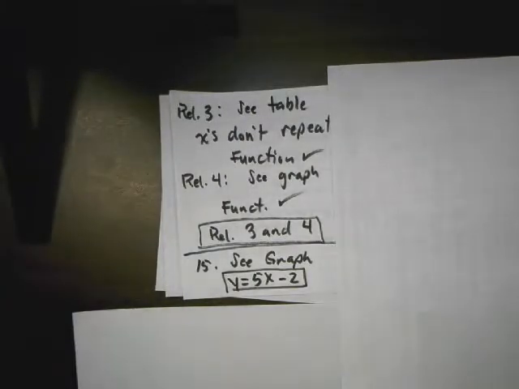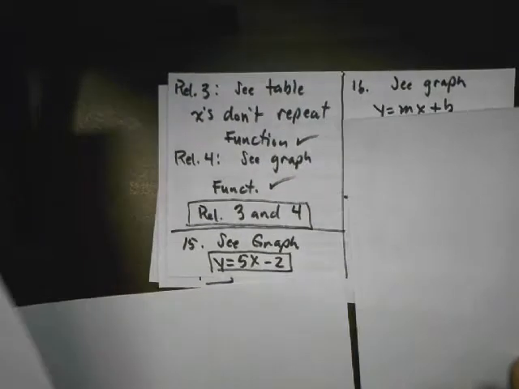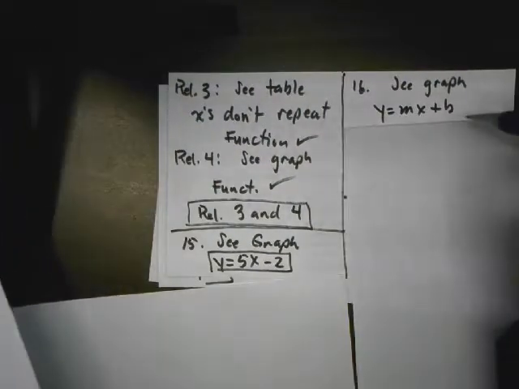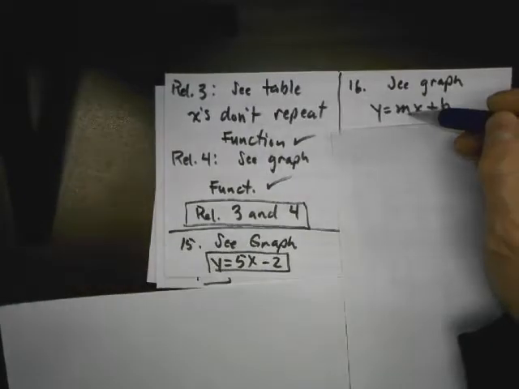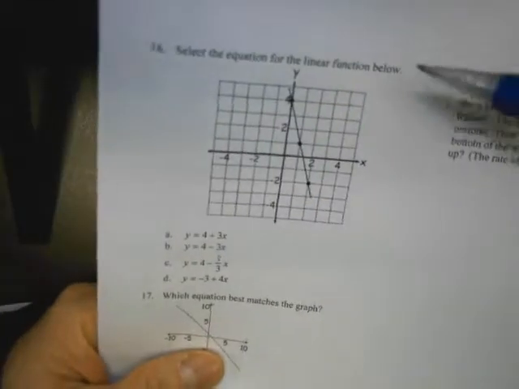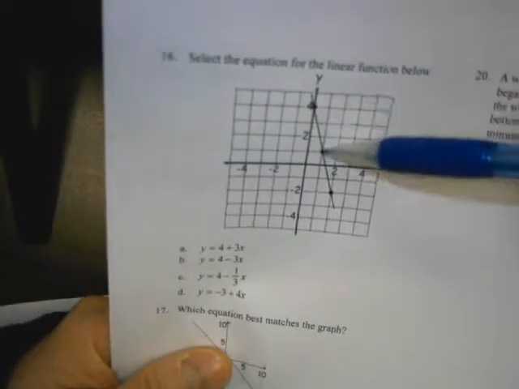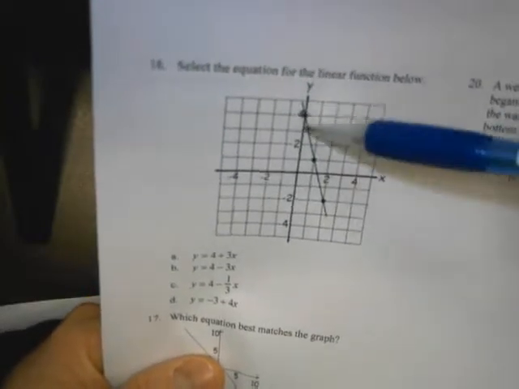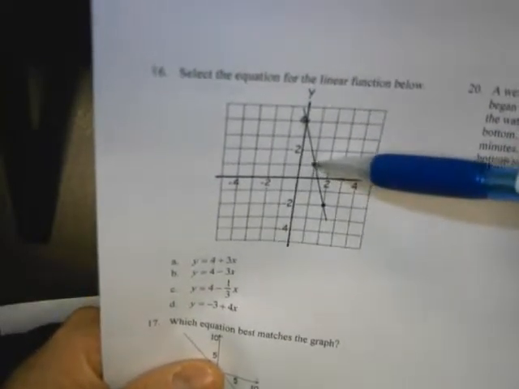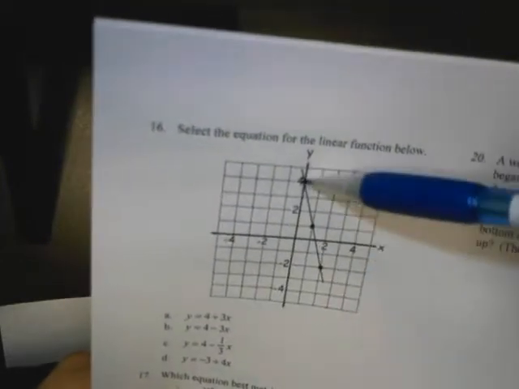So for 16, we're going to select the equation for the same thing. They give us a graph. We need to know where it hits the y-axis and what the slope is. So I take a look and I see here, look, these are 2 points. This is a negative slope. I'm going down 3 to the right 1. So my slope is negative 3. Okay? And I see that the line hits the y-axis at 4. So my y-intercept is 4.